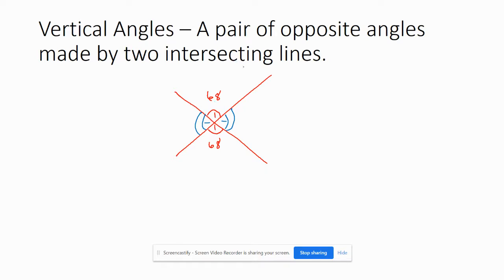And vertical angles are congruent. Vertical angles are congruent. That means they're exactly the same.